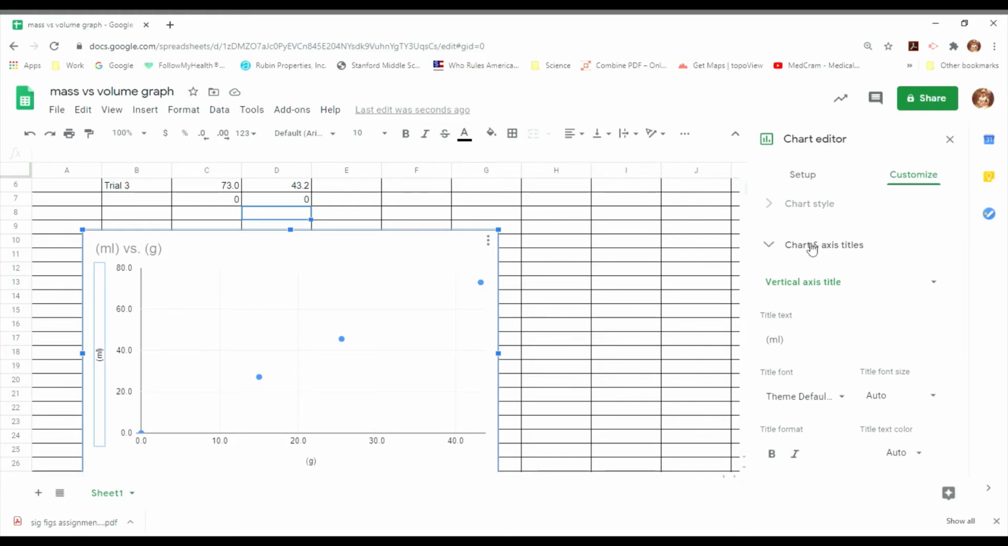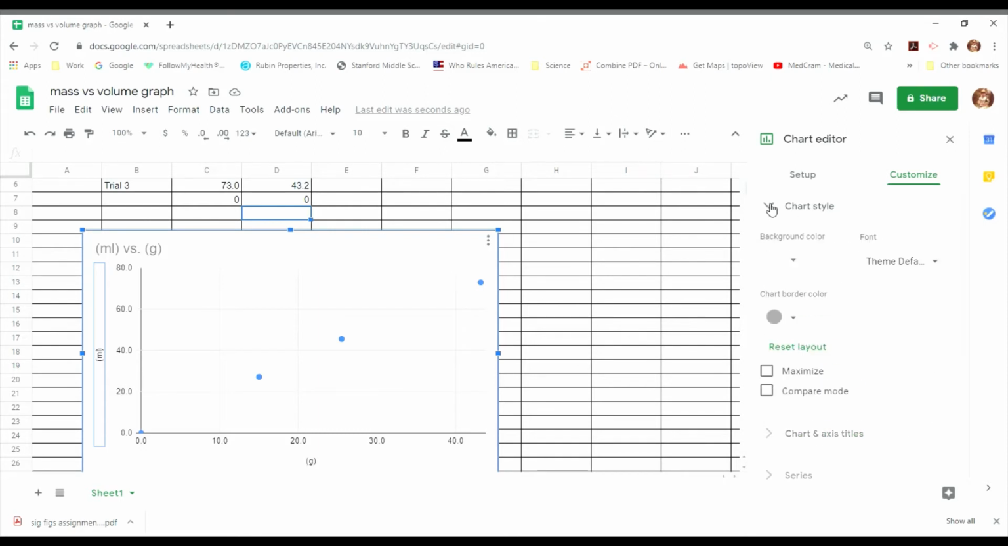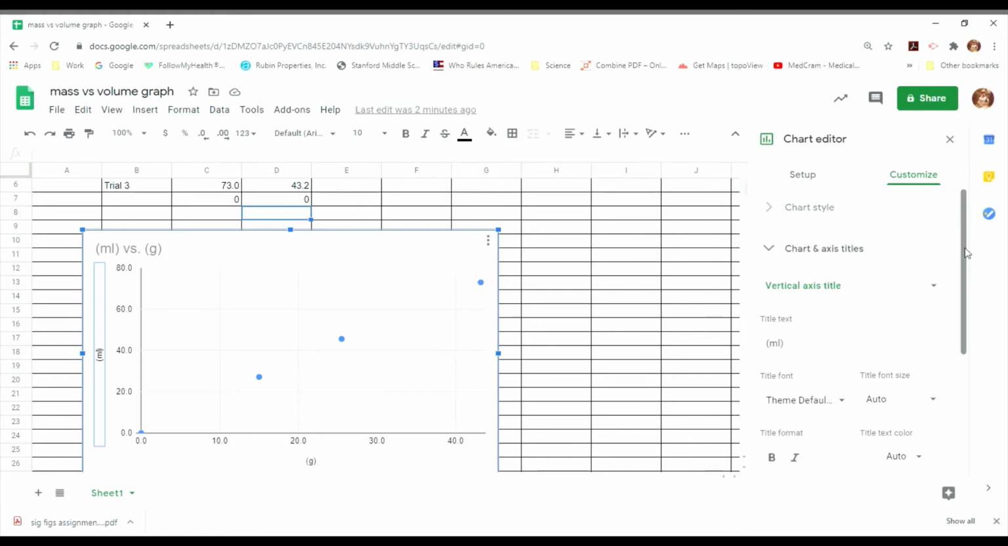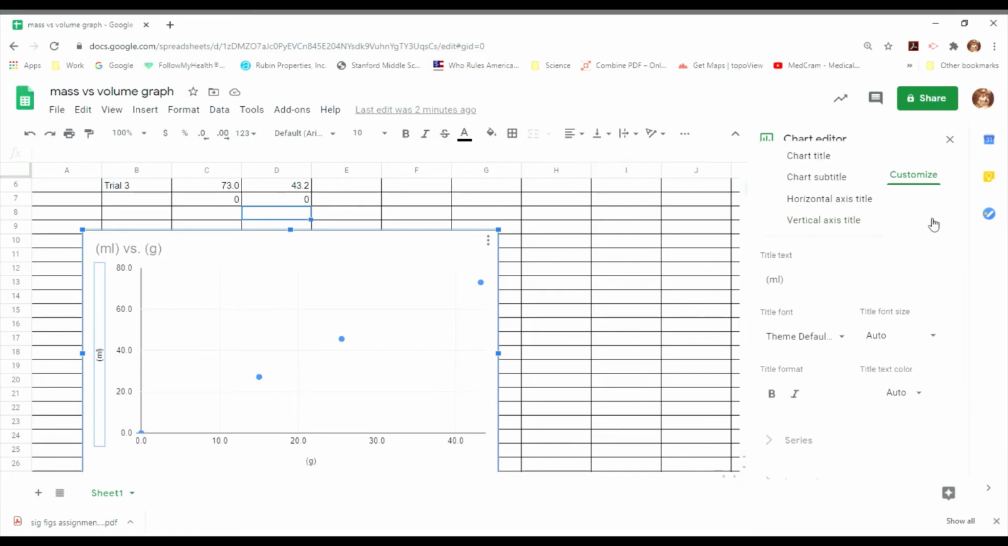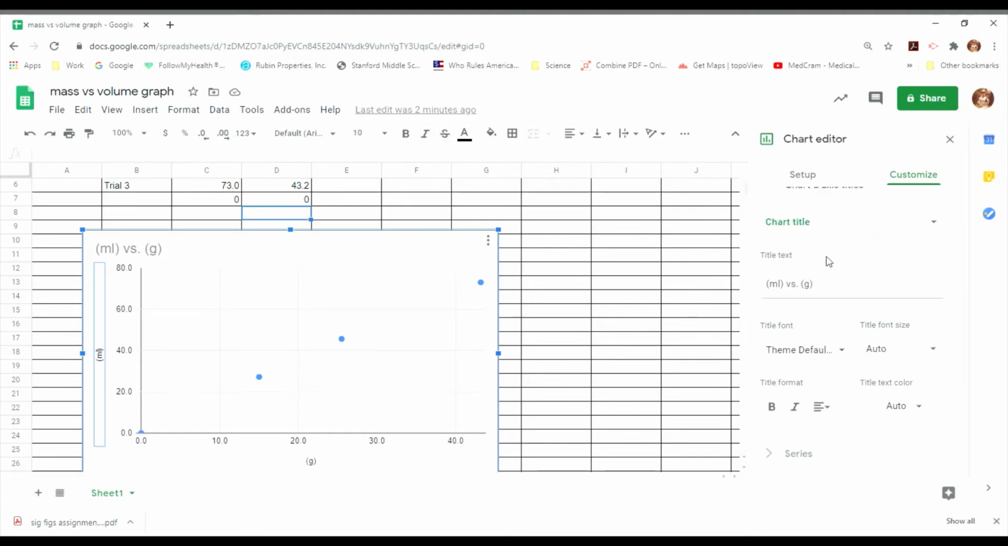So if you go here, chart, you'll notice right here, chart style we've already taken care of. That's already been set up. I don't think it really matters a big deal. You can change the background color, the font, all kinds of other stuff, border colors, whatever. We're interested in the chart and axis titles. And we're going to start off with the main chart title. On this chart title, we've got mass on the y-axis and volume on the x-axis, correct? So that's what we're going to write.